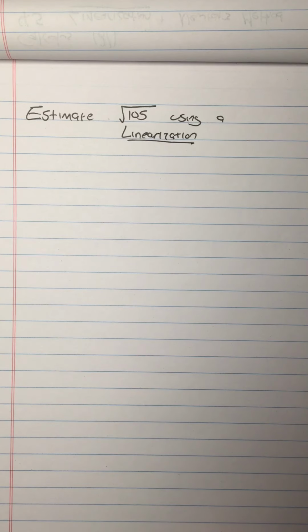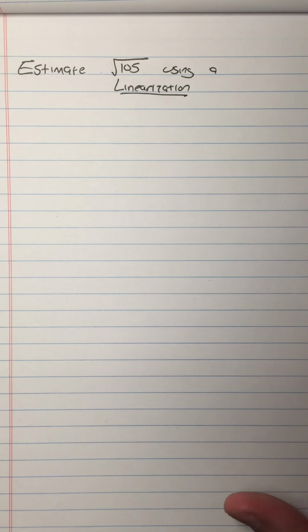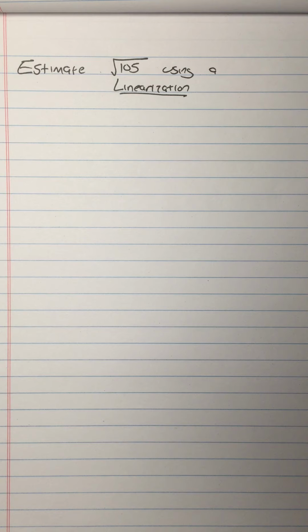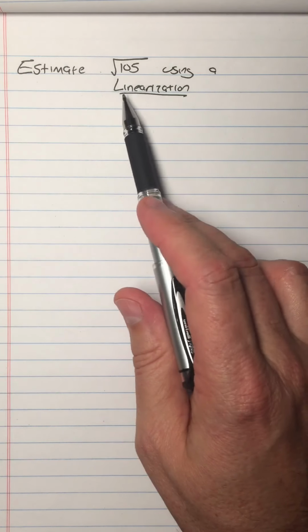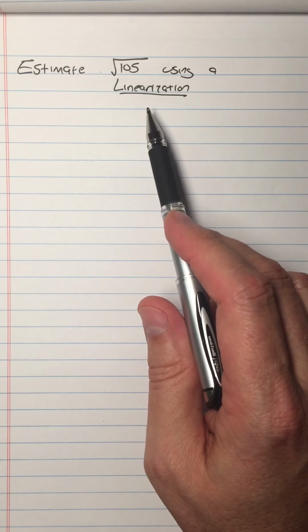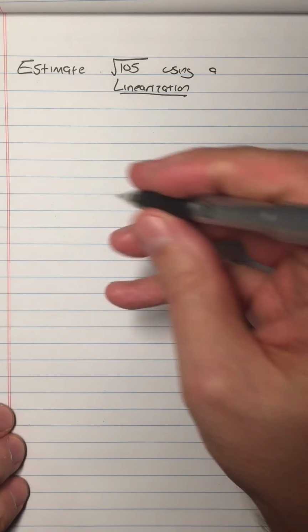So in the last video, I talked a lot about what we're going to do and why we're going to do it. Now let's talk about how we're going to do it. All right, so our first technique for estimating something like the square root of 105 is called linearization. So linearization works like this.